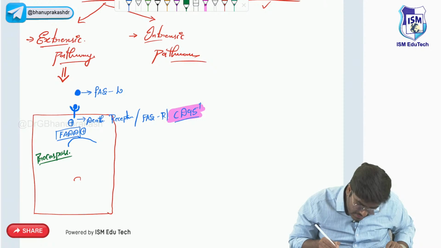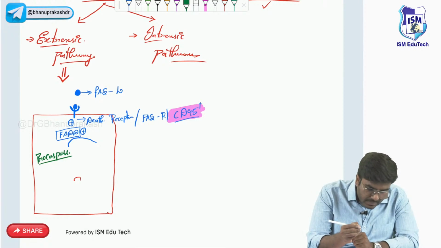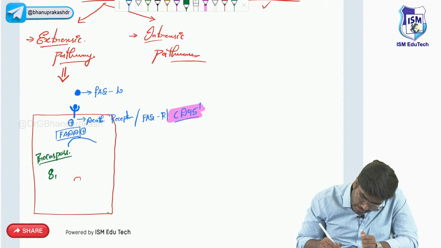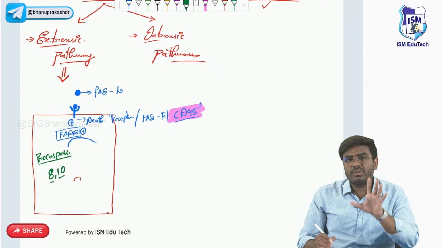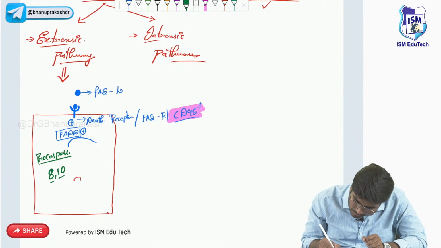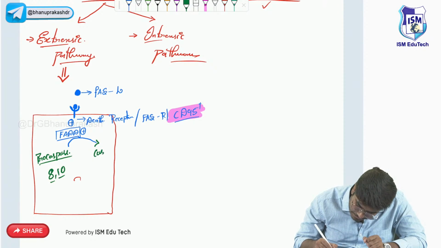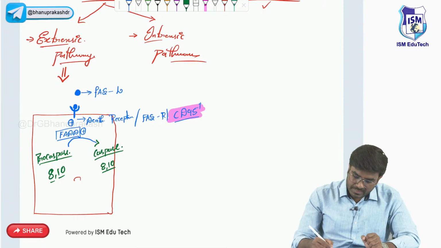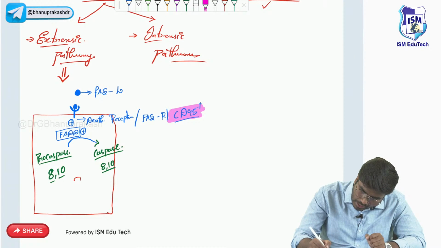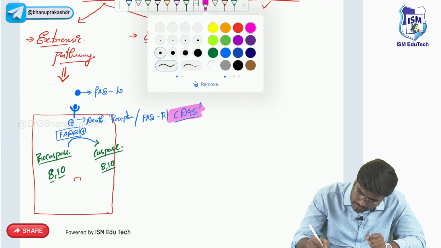Procaspase. Remember, what is the number of these procaspases? Procaspases 8 and 10. These are inactive. Procaspase 8 and 10 will be converted into caspases, caspase number 8 and 10. Now tell me, are these caspases active or not? These caspases are active. There is no doubt these caspases are active.